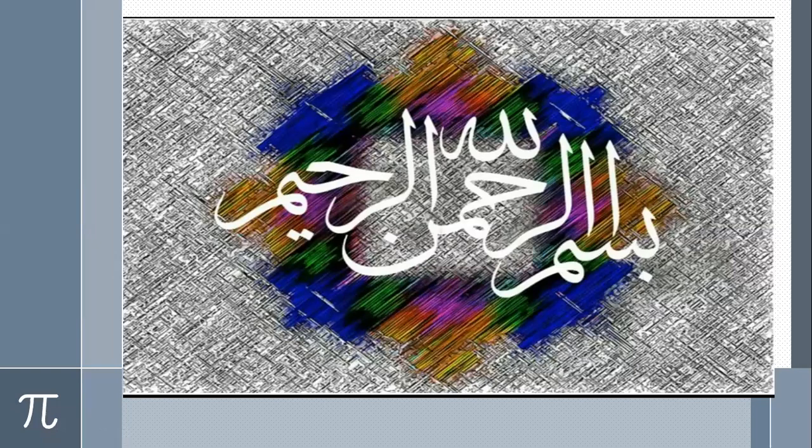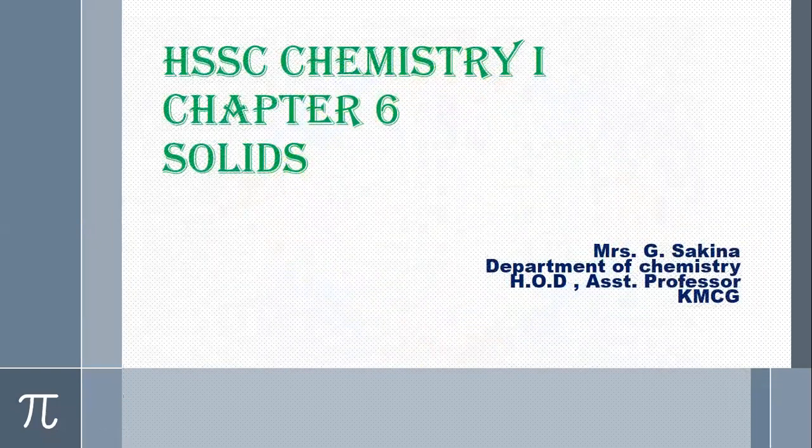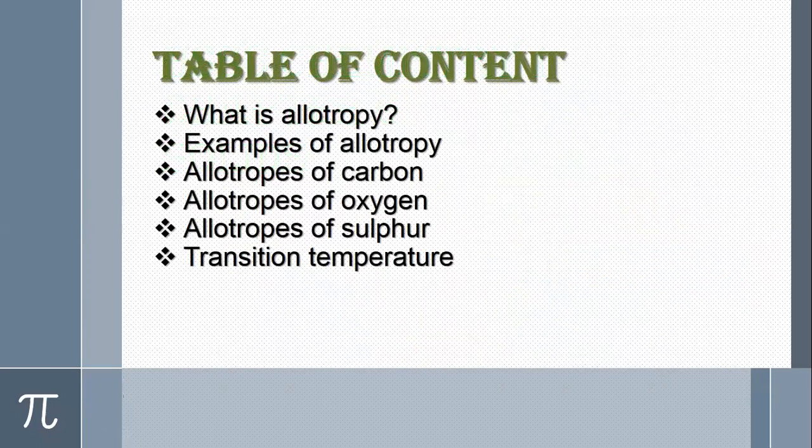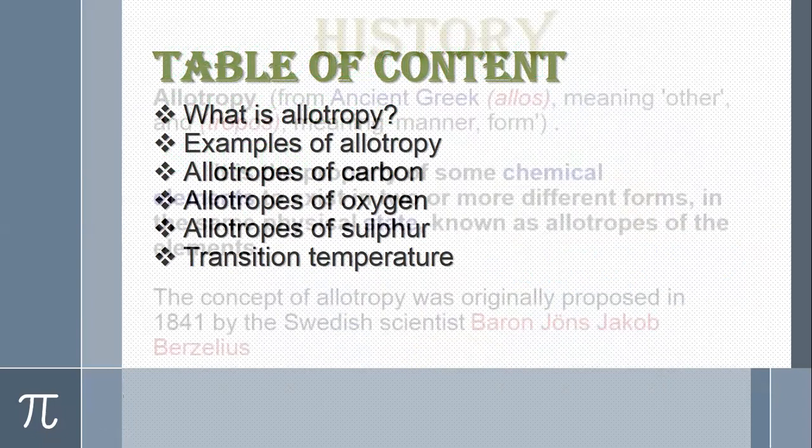Bismillahirrahmanirrahim. Assalamu alaikum. Welcome to chemistry class, chapter 6, solids. Today, the topic under discussion is allotropy. We will study its history, its examples, then allotropes of carbon, allotropes of oxygen, allotropes of sulfur, and the last will be transition temperature.